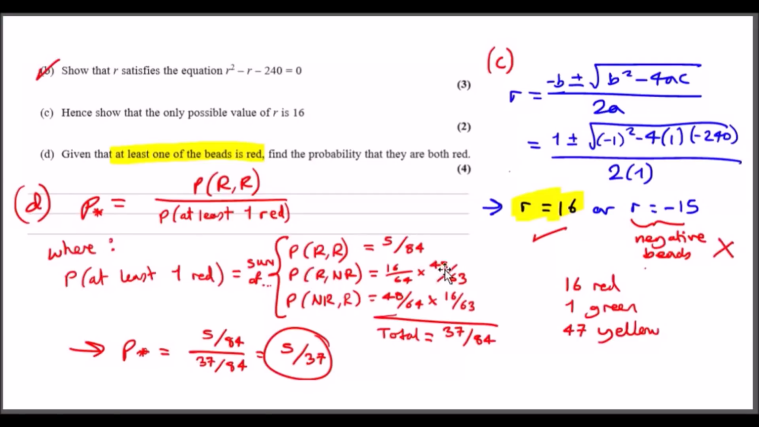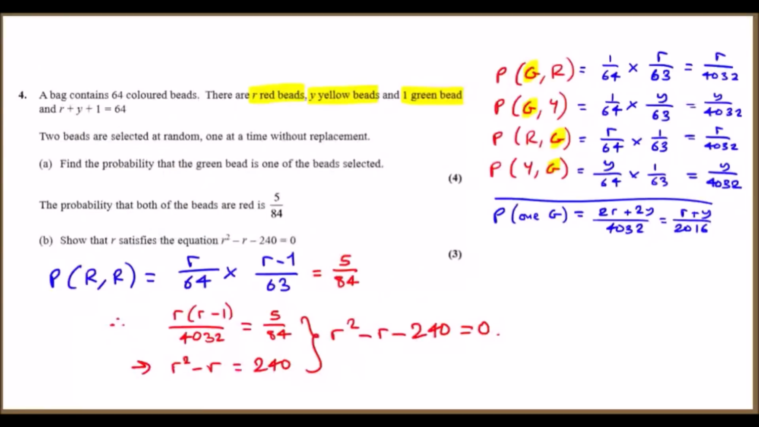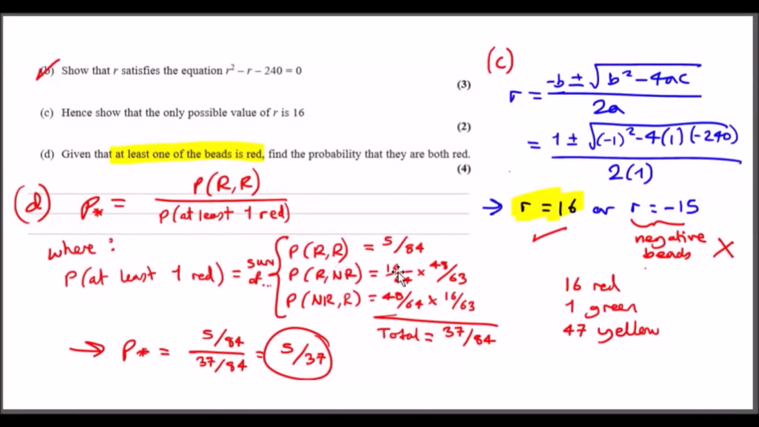And to get red and not red, oh yeah, forgot to mention one thing. Because we know R is 16, we can literally solve the rest. That means you got 16 red, you have 1 green, therefore you have 47 yellow. So remember, this came from the original equation. That's going to be useful. So going back to this, getting red and not red. To get red the first time, we got 16 out of 64 balls. And to get not red, it means getting green or yellow, which is 48 out of 63 left.